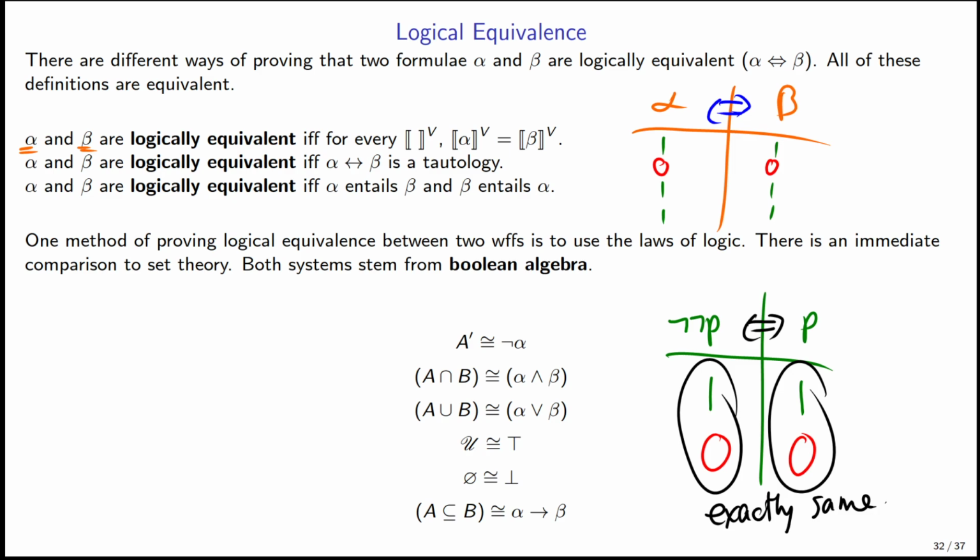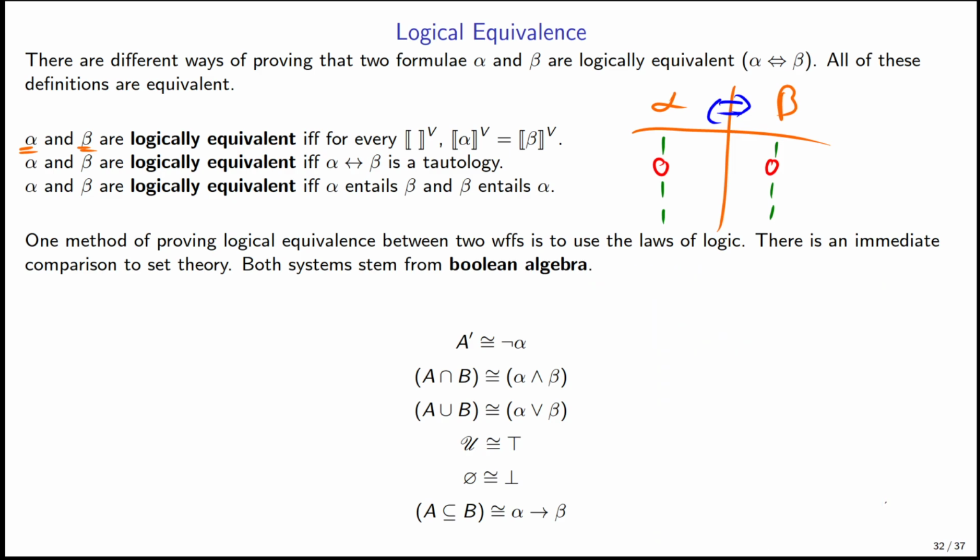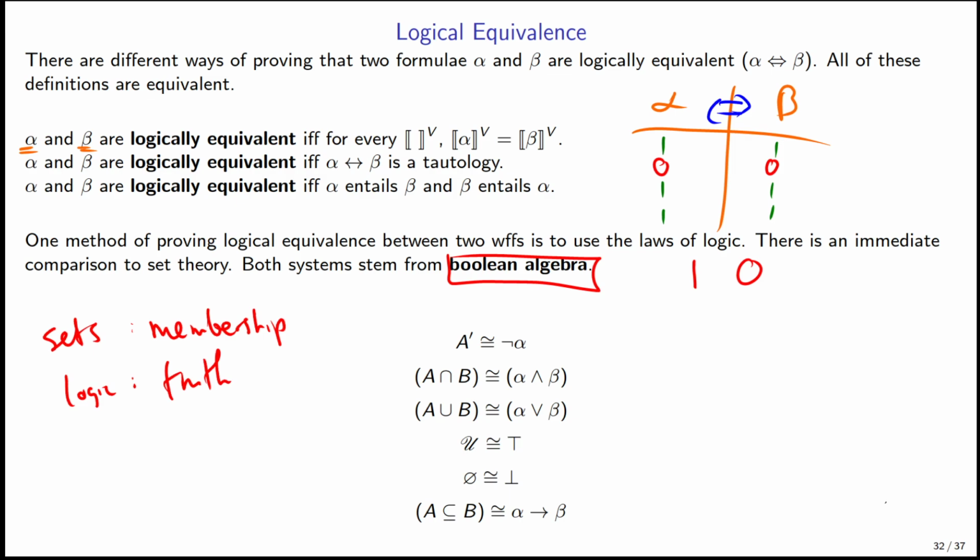Now, just to briefly talk about these things, and this is just extra information for you, not being tested on this stuff, but I think it's really interesting. The reason why set theory and propositional logic are so tightly related is because these both stem from something called Boolean algebra. In other words, the algebras of 1s and 0s. Now, when you have sets, you talk about membership. When you talk about logic, you talk about truth. But in reality, they're represented almost exactly the same. The rules are almost exactly the same. It's just the meaning behind them that's different.